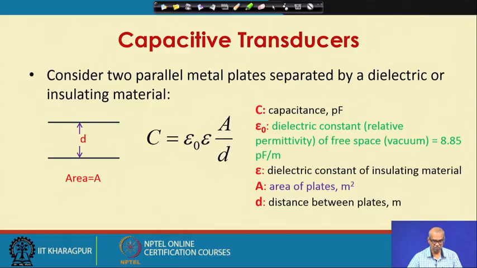So, there will be a capacitance when two parallel metal plates are separated by a dielectric or insulating material, and the capacitance depends on the dielectric material, it depends on the area of plates, and it also depends on the distance by which these two plates are separated.